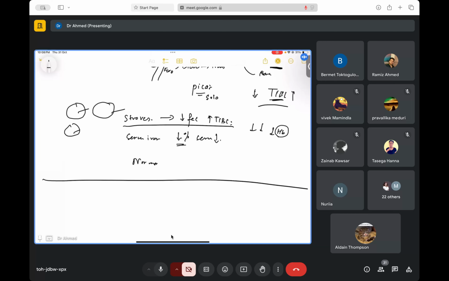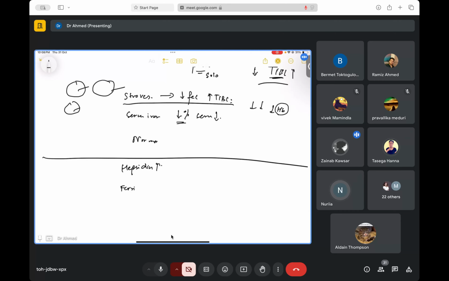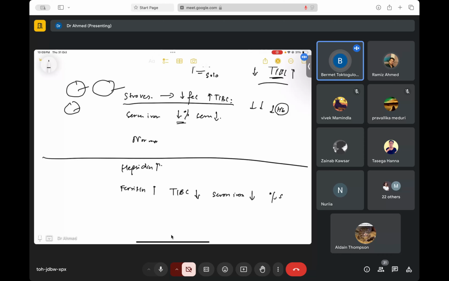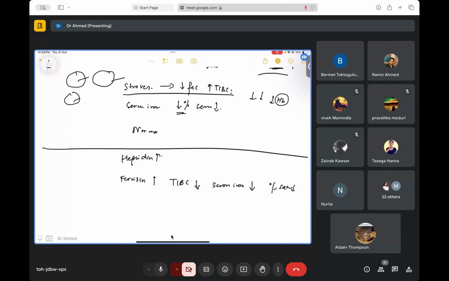So hepcidin is going to sequester iron. What happens to hepcidin? It would increase. What happens to your ferritin stores? They would increase. What happens to TIBC? It decreases. What happens to serum iron? It would decrease. And what happens to the percentage saturation of your iron? It decreases again. Yes, perfect.